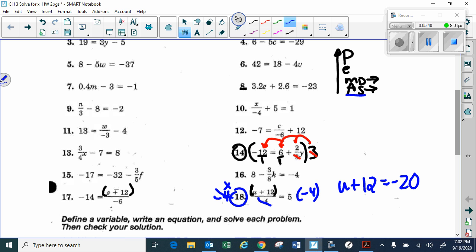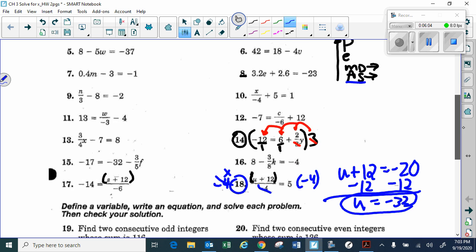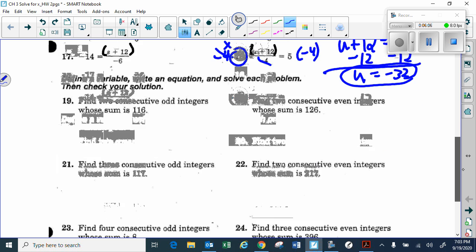Notice I took off the parentheses now because if I had those parentheses there, I only have a 1 out front. 1 times anything is itself. So I can go ahead and just drop those parentheses. And then I have my one last step of subtraction, -12 to both sides. And I get u equals -32. Again, you can plug that back in or substitute that back in, technical term, to check that you are right.